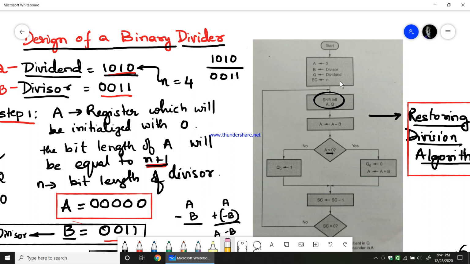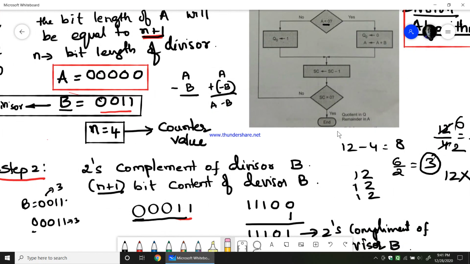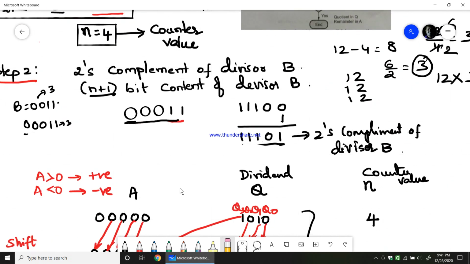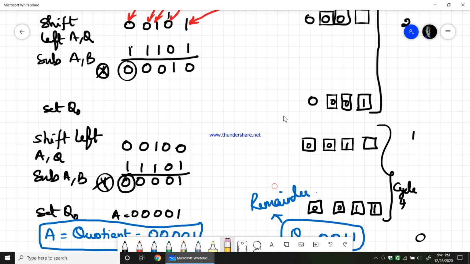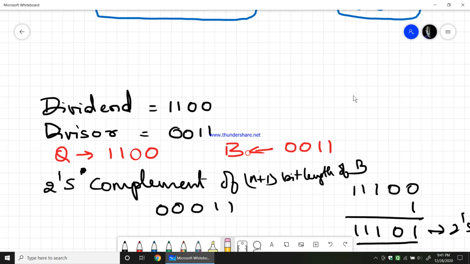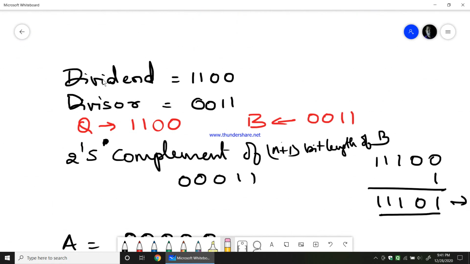At the end, whatever value of A is left will be the remainder of the division process, and whatever value of Q you get will be the quotient. So that is what the restoring division algorithm is all about, and this is how the bit division is done when we have two different binary values. Now we'll see another example where dividend is 1100 and divisor is 0011.